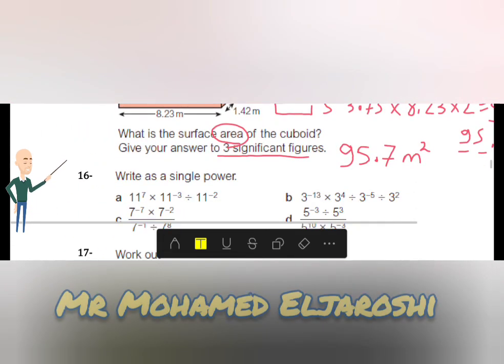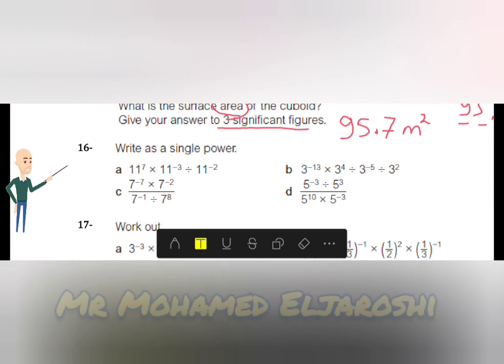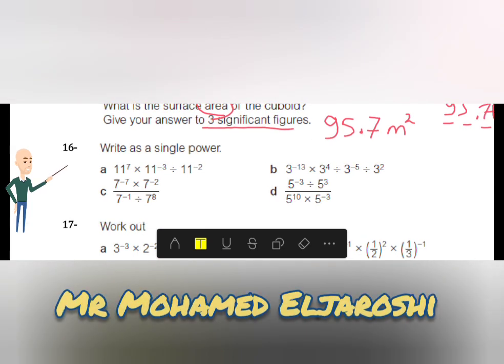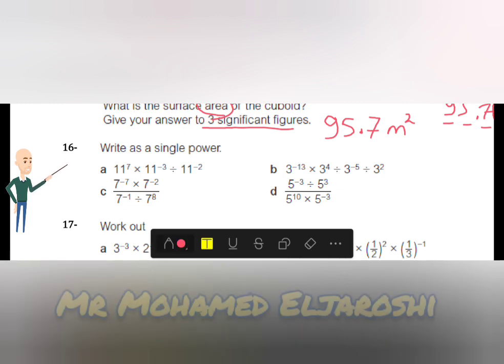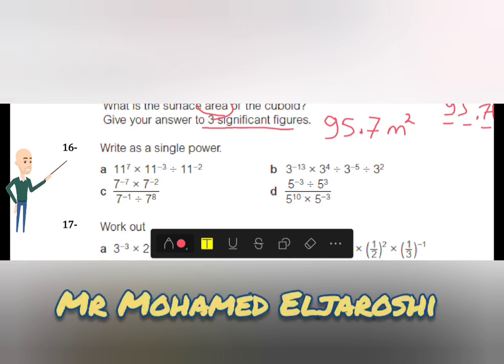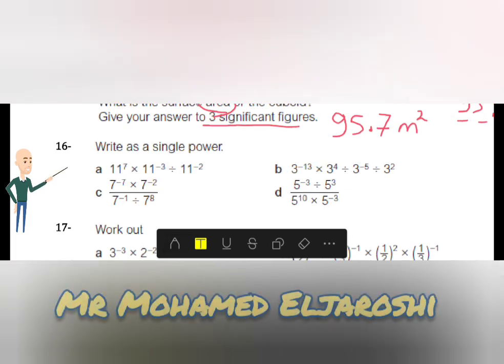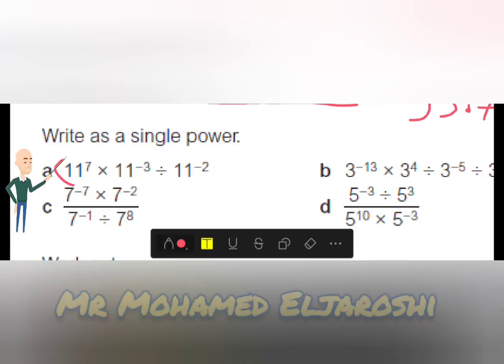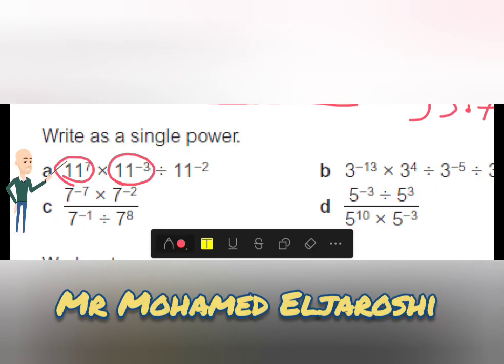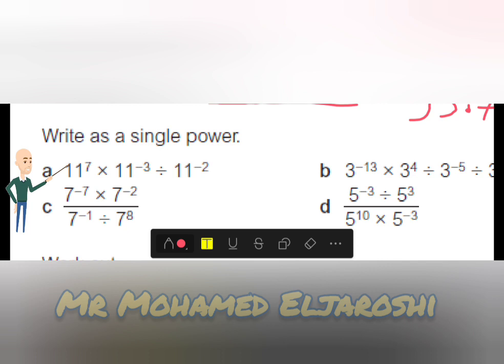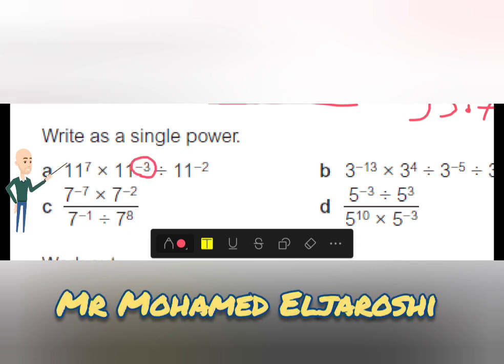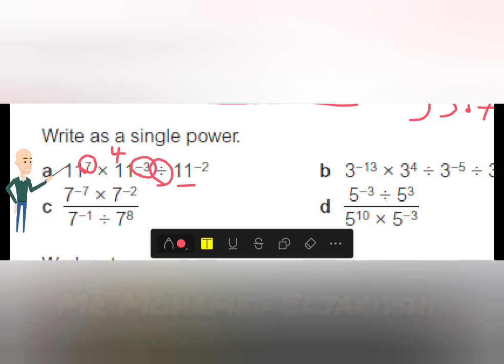In the next question, question 16, write as a single power. Now, writing as a single power means writing a number with a power on top of it. Now, let's take a look at question A. When you multiply the same base numbers, what do you do to the powers? Very good, you add them. So here we have 11 power of 7 and 11 power of negative 3. When you add 7 minus 3 equals, very good, equals 4. So these will be 4 under 11. And then when you divide on the same base number, you're going to subtract.